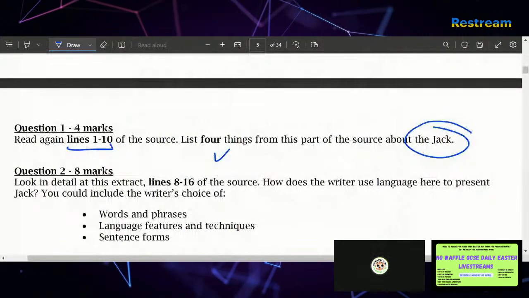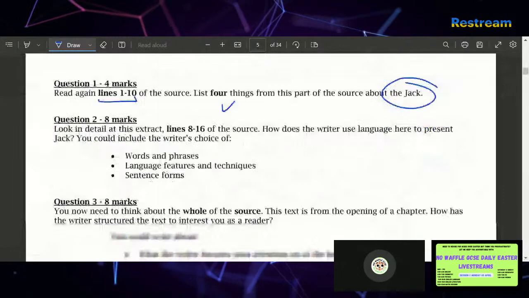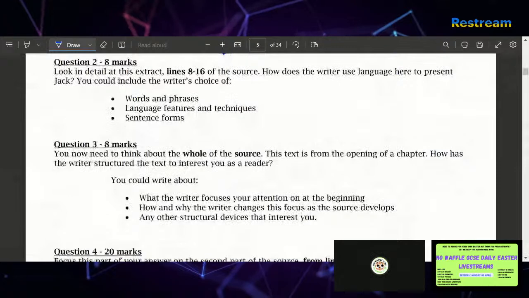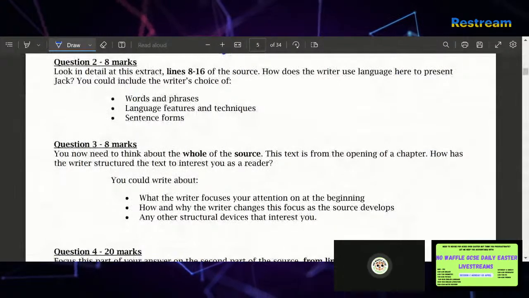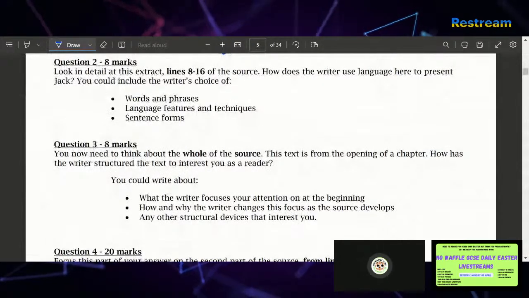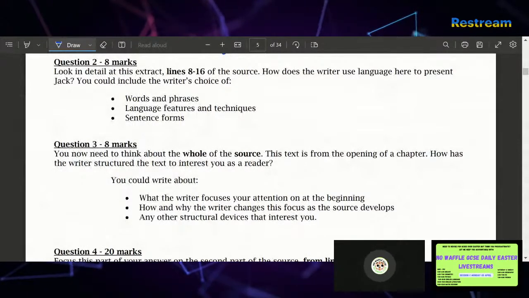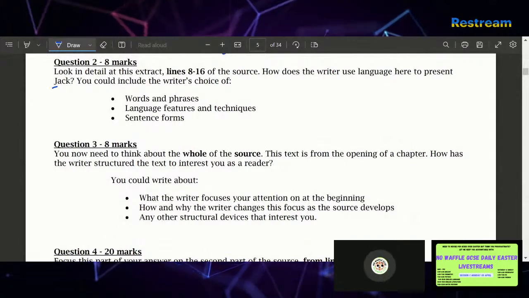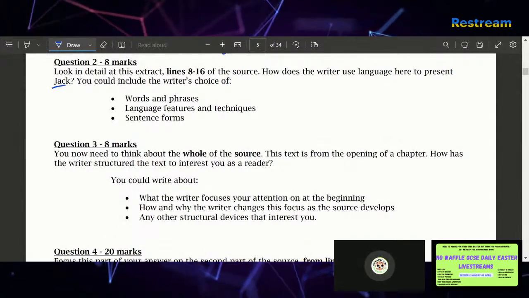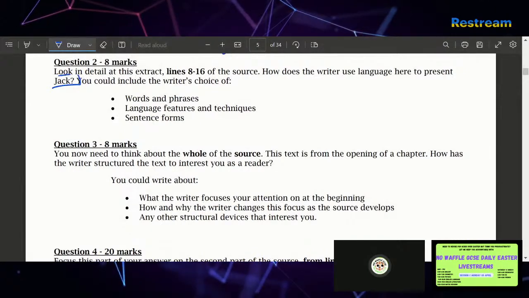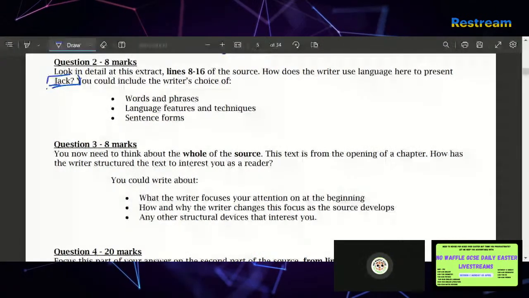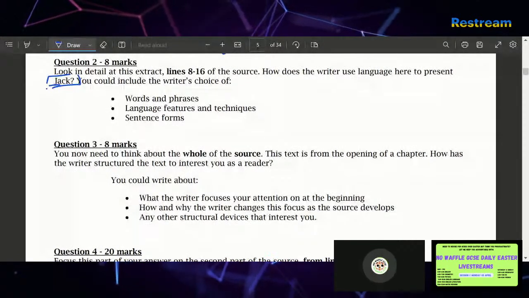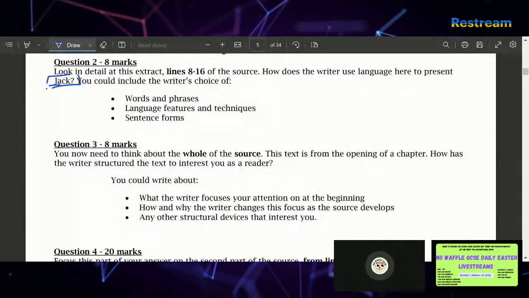Now, question 2 and question 3 are the 8 mark questions. Question 2 is always going to look like this: look in detail at this extract from lines something to something of this source. How does the writer use language to describe whatever? So in this case, how does the writer use language to describe includes the writer's choice of words, language features, techniques and sentence forms. Typically, the extract is no longer than 8 lines, and it's reaching the limit.